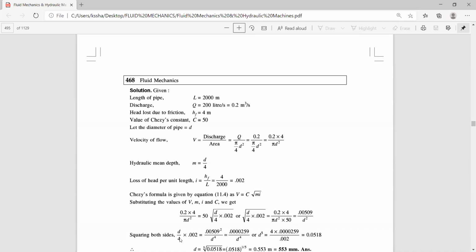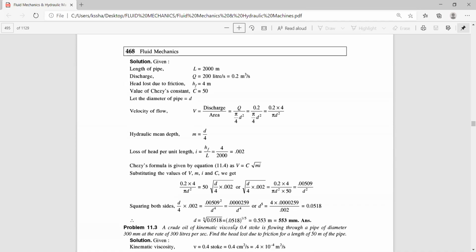Now squaring on both sides, d by 4 into 0.002. If you do the entire calculation, your diameter comes out to be 0.553 meter, or in other words 553 mm. So 553 mm is your value for the diameter of the pipe. Is it clear to you? The rest is only mathematics; the thing is that you should understand how you are coming to this part. Is it clear, or do you want me to repeat it once again?